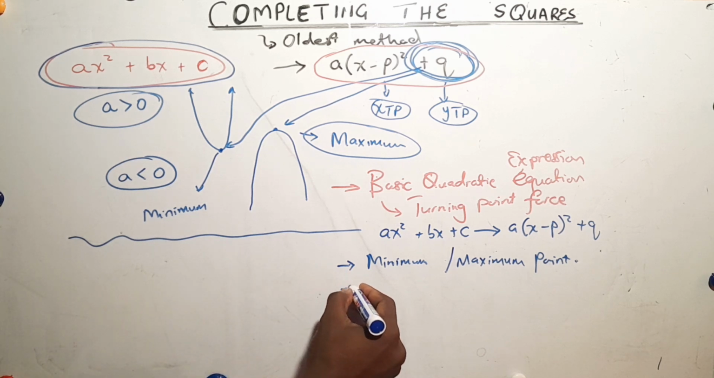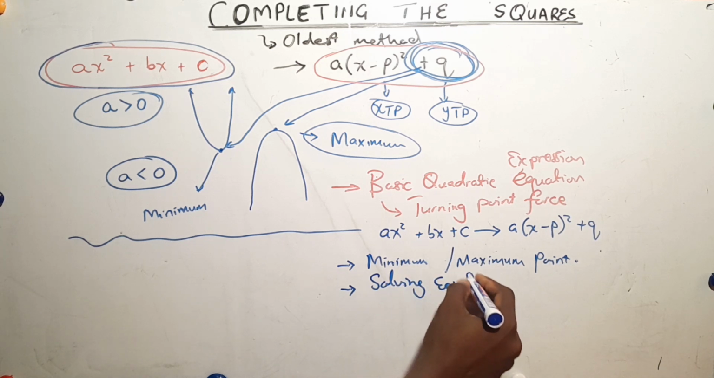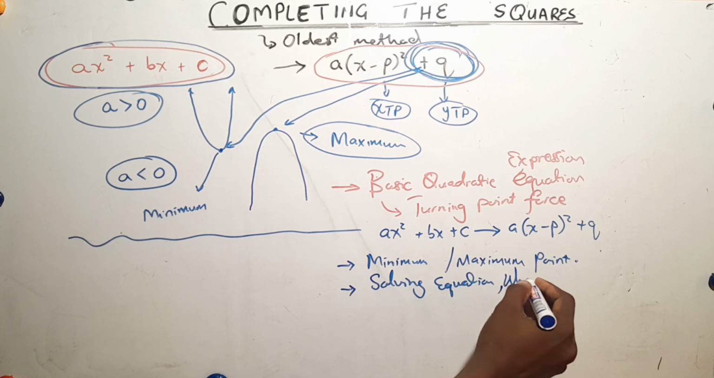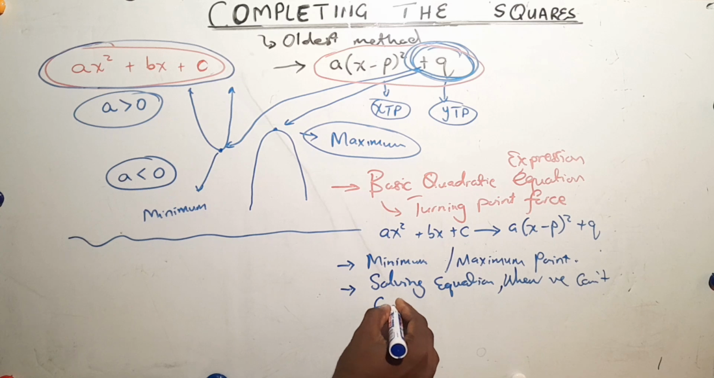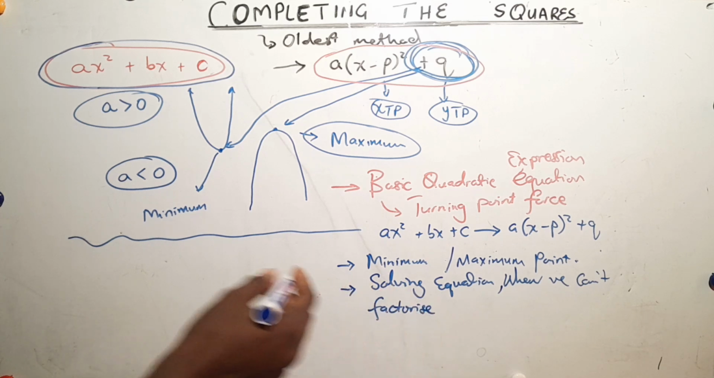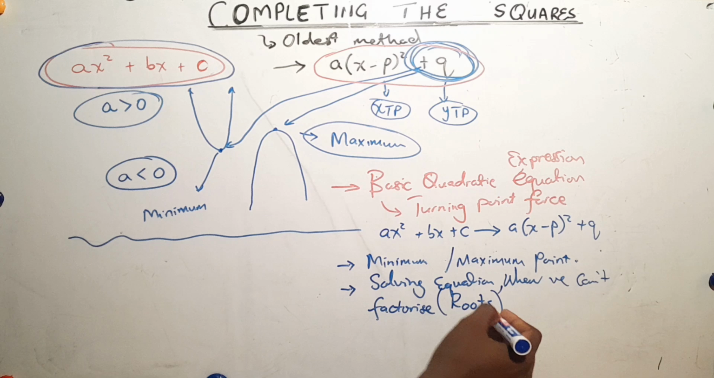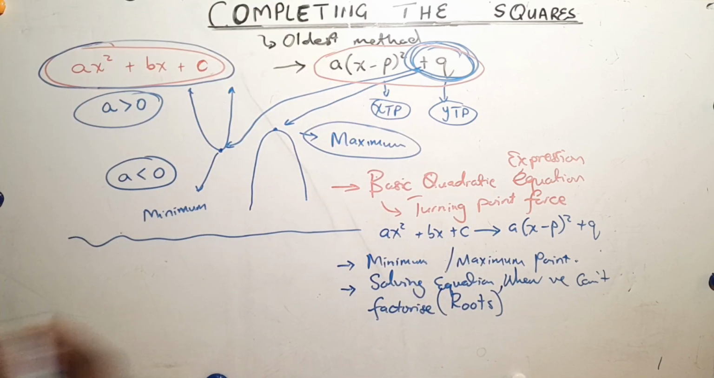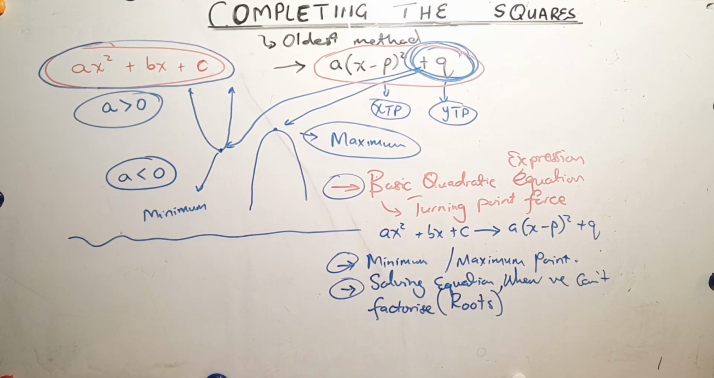And also completing the squares helps us in solving equations when we can't factorize. If we are unable to factorize, we can use completing the squares to solve for our values of x, or to solve the roots of a quadratic equation. It also helps us to solve the roots of an equation. So these 1, 2, and 3 are the most important aspects of completing the squares.